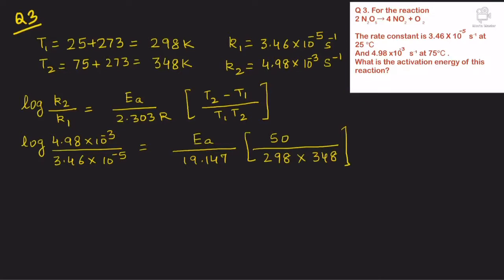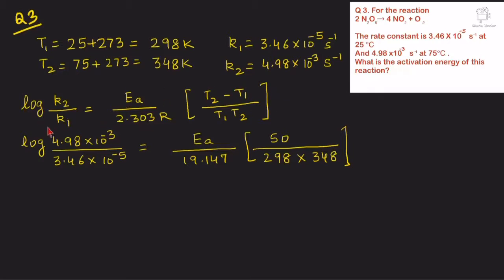So I'm going to decipher the information from the question itself, where it says that the rate constant is 3.46 into 10 to the power minus 5. So in order to save time, I've already listed it over here. At T1 298 Kelvin, rate constant K1 is 3.46 into 10 to the power minus 5. And at T2, that is 348 Kelvin, the rate constant is 4.98 into 10 raised to the power of minus 3 per second. It's a first order reaction, right? As you can make out from the unit.